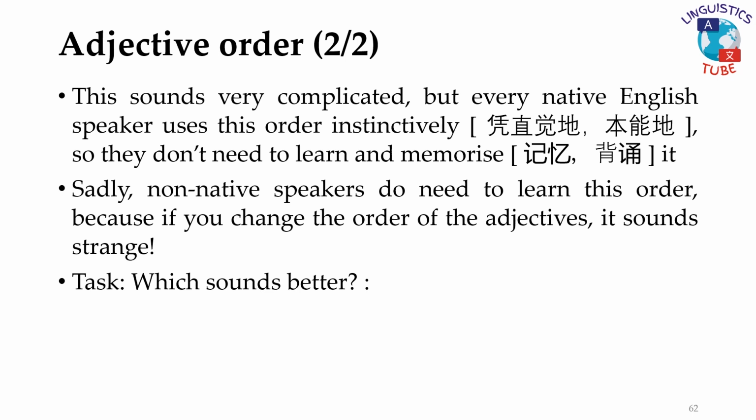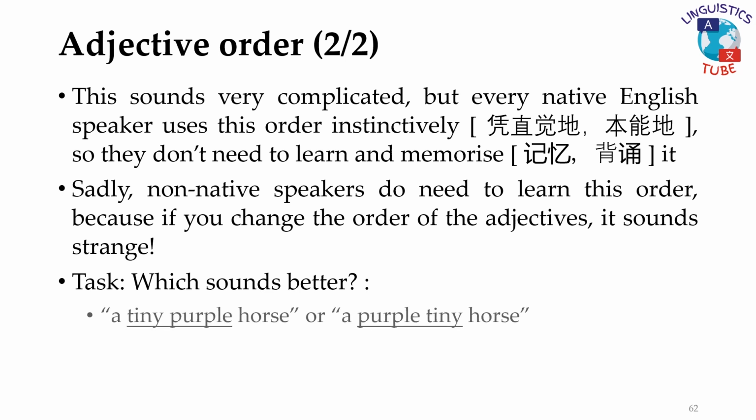Even though it's very rare to put 10 adjectives together, you must still use this order when putting 2 or 3 adjectives together. Here are some examples to demonstrate this. Which sounds better? A tiny purple horse or a purple tiny horse? I hope you said the first one, because tiny is size and purple is color, and size is before color in the order.